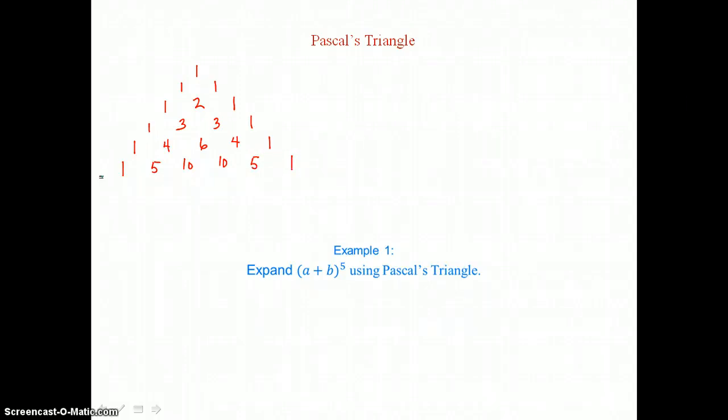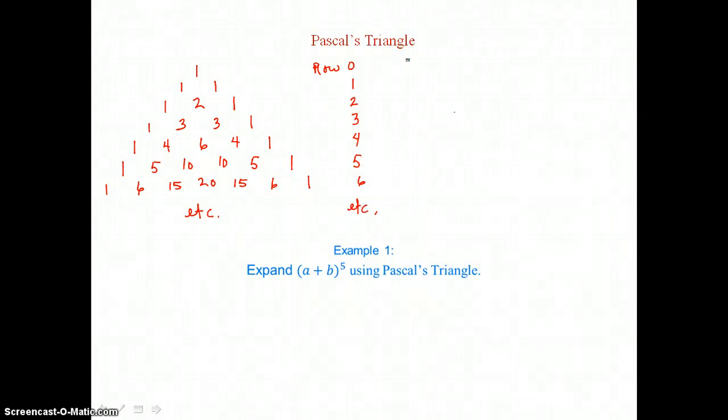Let's do one more row. 0 plus 1 is 1, 1 plus 5 is 6, 5 plus 10 is 15, 10 plus 10 is 20, 10 plus 5 is 15, 5 plus 1 is 6, and 1 plus 0 is 1. So this pattern continues forever. The first row of Pascal's triangle is actually row 0. Then we have row 1, 2, 3, 4, 5, and 6 written. But of course that list continues forever also.